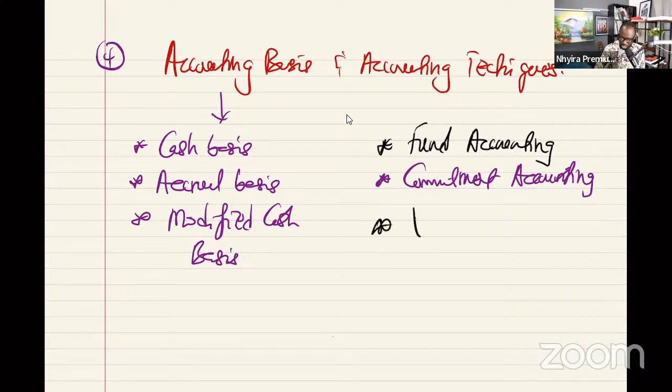Then we also have what we call vote accounting as well in that particular case. So these are the things that you need to understand when we talk about these two items when it comes to dealing with accounting basis. So that is accounting basis and then accounting techniques, something you don't want to take for granted.